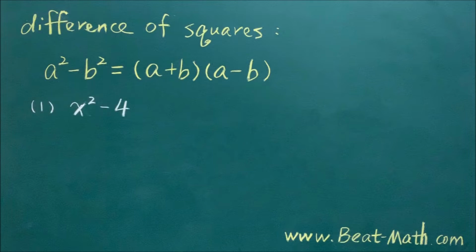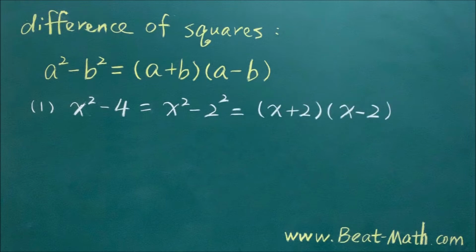X squared minus 4. 4 is the square of 2. So we can directly apply the square difference formula. X squared minus 4 equals the quantity of x plus 2 times the quantity of x minus 2. Let's look at another example.